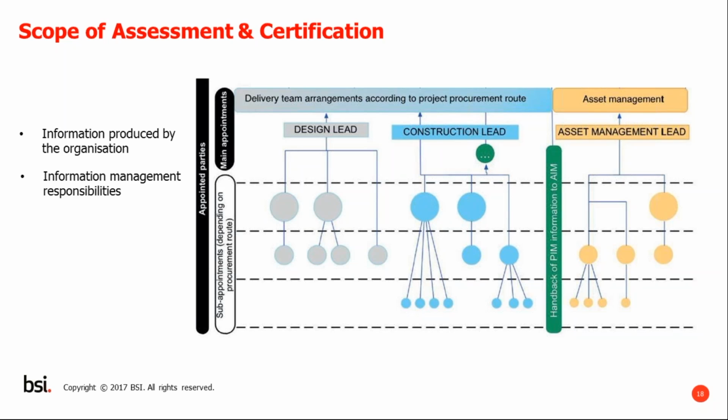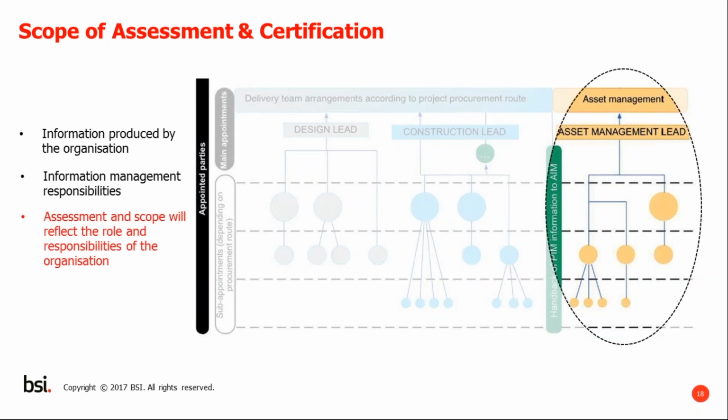This is a schematic of the supply chains at different phases of the asset. So generally, there are going to be two differences between our clients or organizations within your supply chain. Effectively, what information does the organization produce, and what are the management responsibilities? And this is with respect to BIM level 2. So focusing in on asset management.